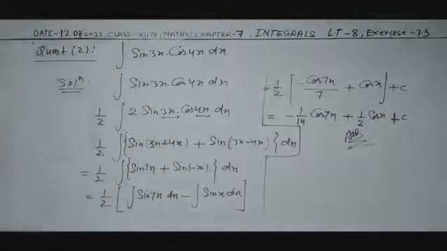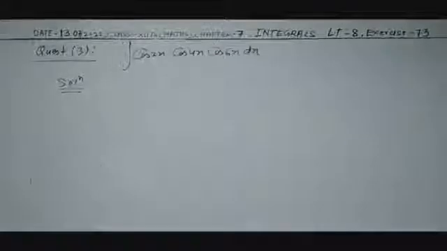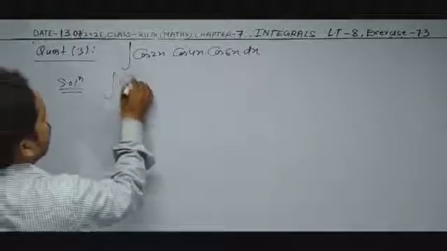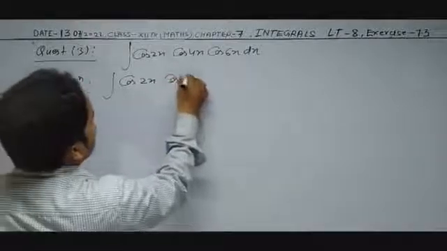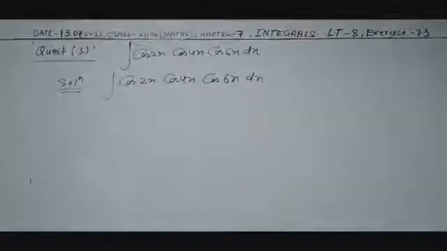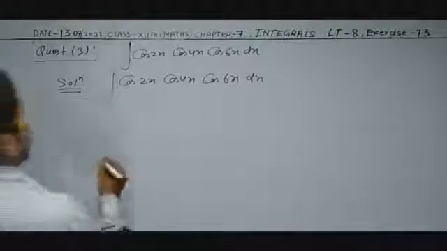Question number 2 is completed. Now come to question number 3. Question number 3 is: integrate the function cos 2x, cos 4x, cos 6x dx. So first of all, write the integral: integration of cos 2x, cos 4x and cos 6x dx. Now we have to pair and rationalize by 2.